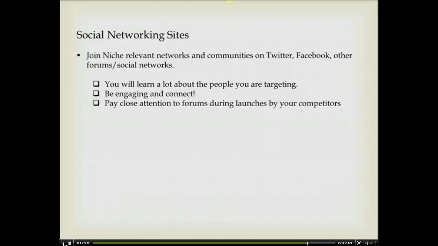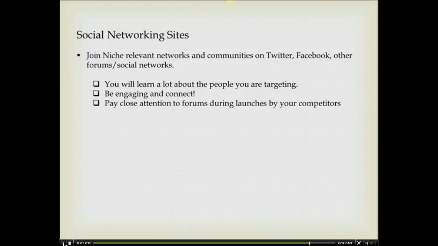Social networking sites. Join niche relevant networks and communities on Twitter, Facebook, other niche forums, and social networks. Basically, simply connecting with and joining relevant networks and communities on Twitter, Facebook, and other forums is going to tell you a huge amount about the people that you are targeting. Things that you need to do is be engaged and active. You need to lurk in the forums to see what kind of questions people are asking, and this is going to give you the insight to your target market's most frequent problems.